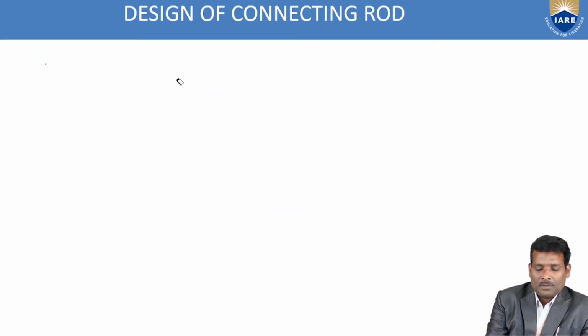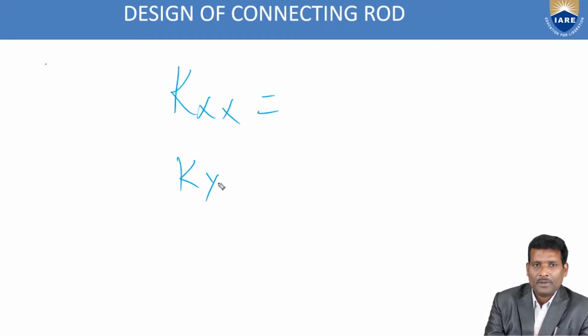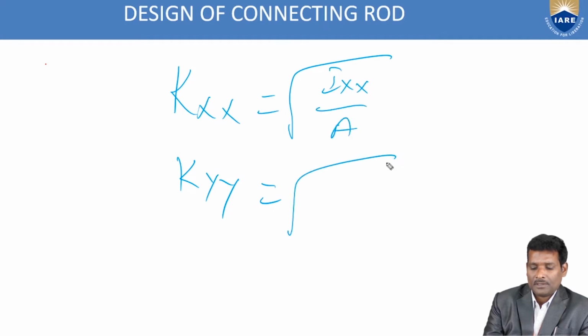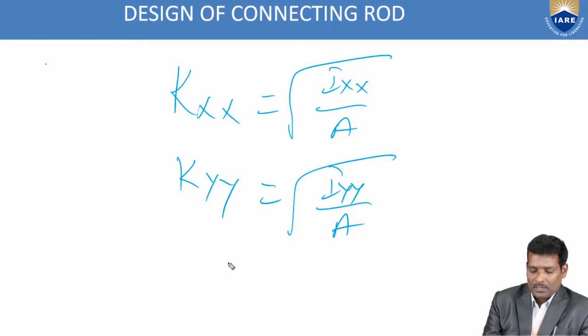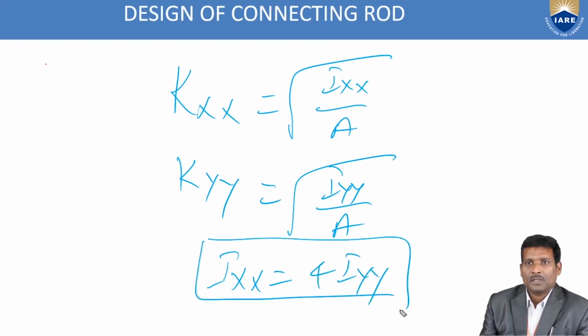After that, find kxx and kyy. Kxx is equal to the square root of Ixx by A, and kyy is the square root of Iyy by A. These values you will also get in terms of small t. Here you will get Ixx equal to 4 Iyy.